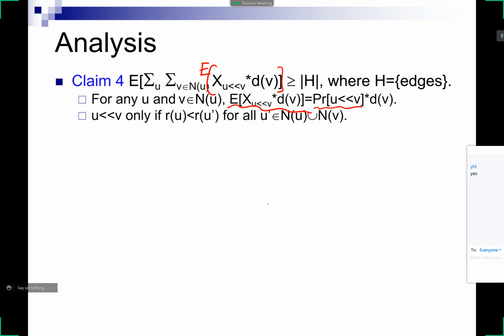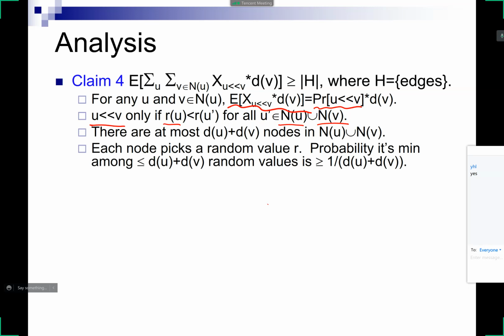Okay. And then, all right, so then u is only going to preemptively remove v if u's value is less than v's neighbors' values and u's neighbors' values, right? This is the only case where this happens. Okay. And now, how many such neighbors are there? If you look at all the neighbors of u and all the neighbors of v, then there are at most this number of neighbors. d of u is the degree of u, and d of v is the degree of v.